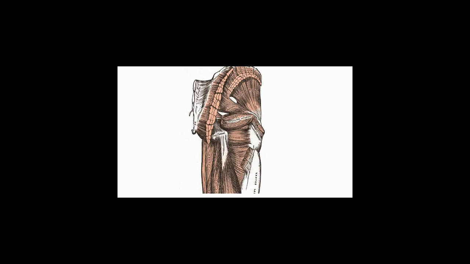So the gemellus superior originates near the ischial spine, and it inserts on the greater trochanter, but also along the superior aspect of the obturator internus tendon. So the gemellus inferior inserts along the inferior aspect of the obturator internus tendon, and also at the greater trochanter. And these three muscles, the obturator internus together with the gemellus superior and inferior, insert together on the greater trochanter. And what these muscles do is that they laterally rotate the femur, and they can also abduct.